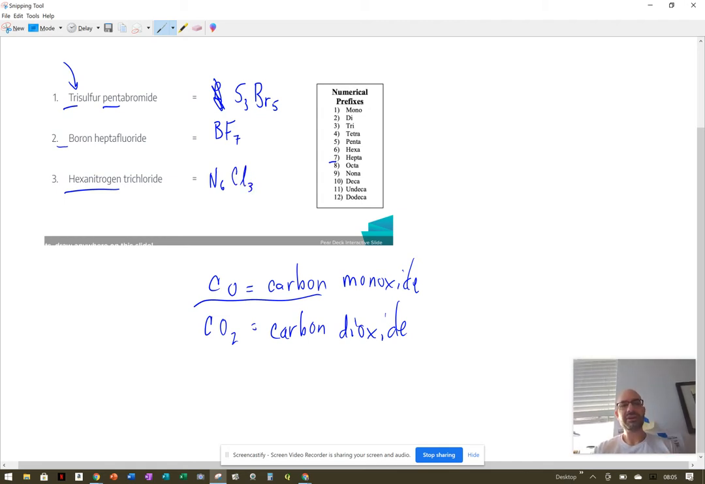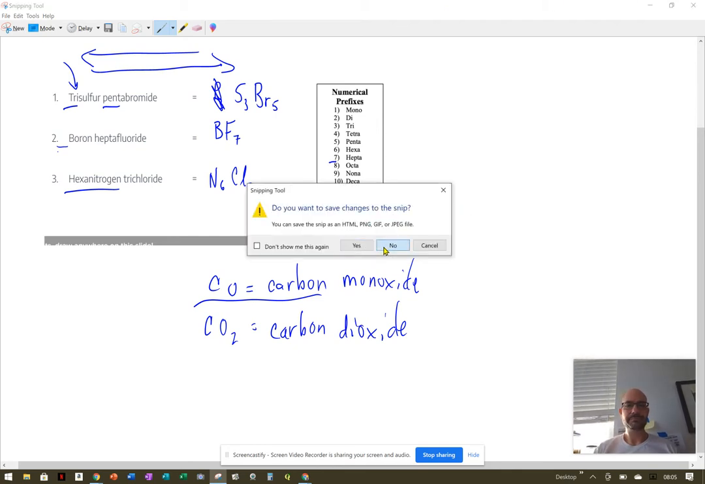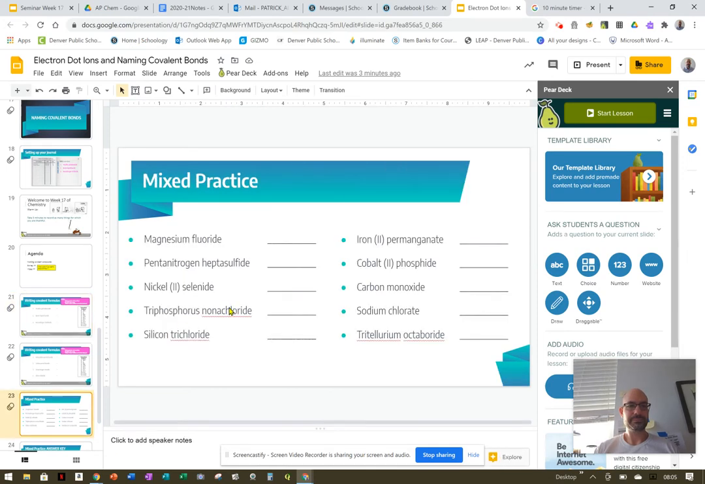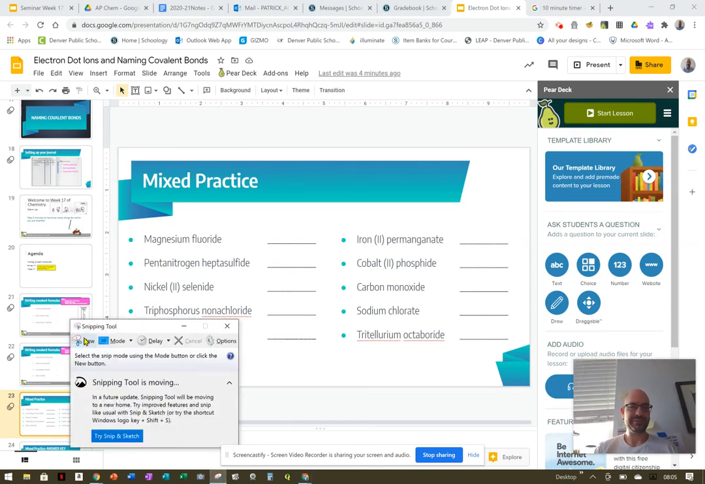You should be able to go from name to formula and formula to name. Let's look at the other one. So when you're naming these guys, it's a mixed practice. So there are covalent and ionic compounds in there.